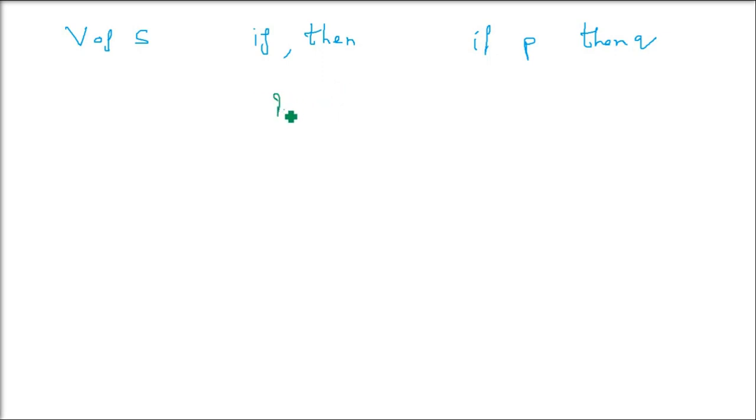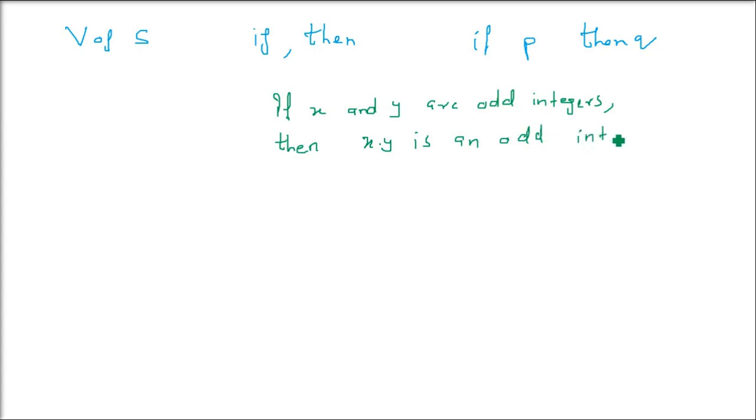Let me write this statement. The statement is, if x and y are odd integers, then xy is an odd integer. I'm just writing one by one because I just want to make them as P and Q also, separate statements. This is a combined statement. You can eliminate if and then, and you can just write P and Q.